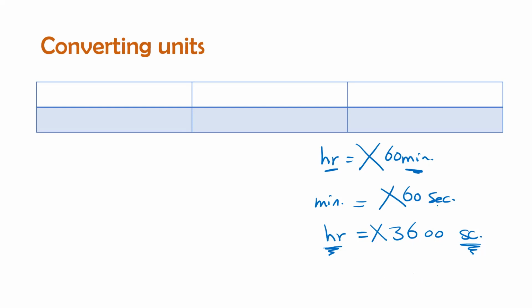Okay, and the opposite, you are just going to divide. From minute to hour, divide by 60. Second to minute, divide by 60. Second to hour, divide by 3,600.